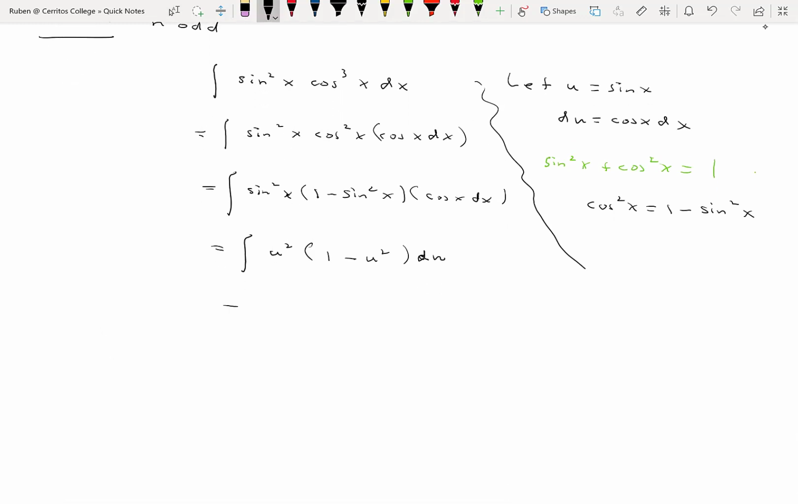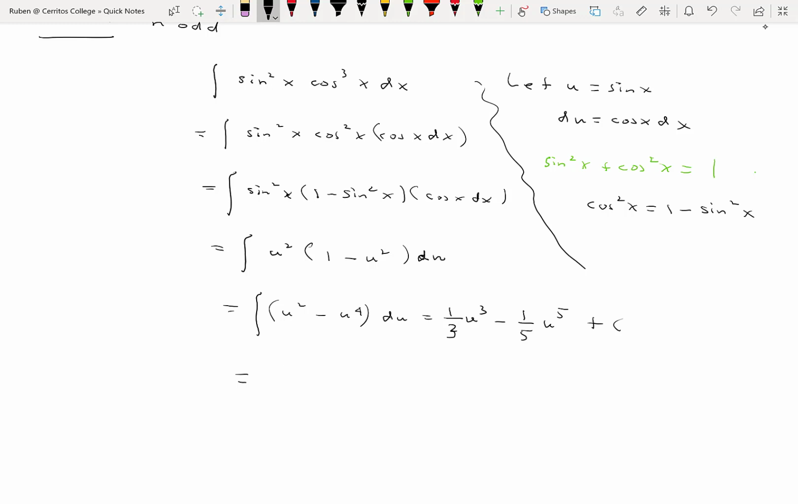Then this is simply integrating powers of u. If you distribute the power, you get u squared minus u to the 4th, integrating with respect to u, and the integral is simple from there. The integral of u squared is 1/3 u cubed. The antiderivative of u to the 4th is 1/5 u to the 5th, plus a constant.